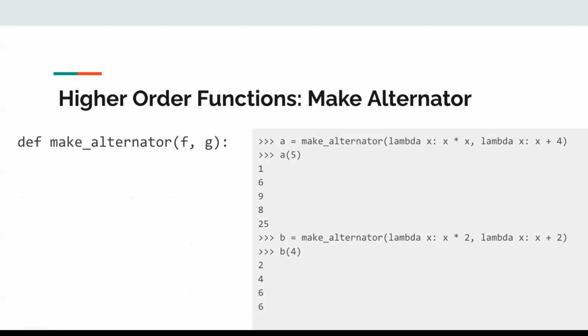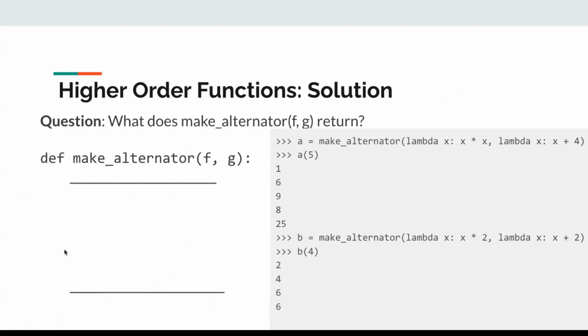We see that we have this def statement here. And our main question first is, what does make_alternator f comma g return? So what's the return type of this method? Yeah, great. It's a function. This means that we have a higher order function because we need to return a function within a function. That's the definition of a higher order function.